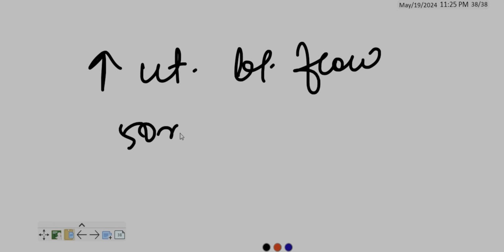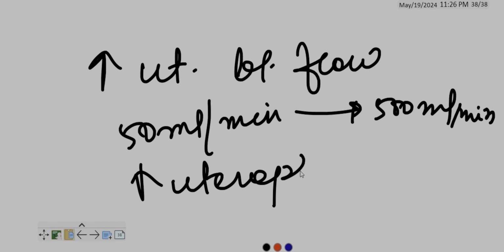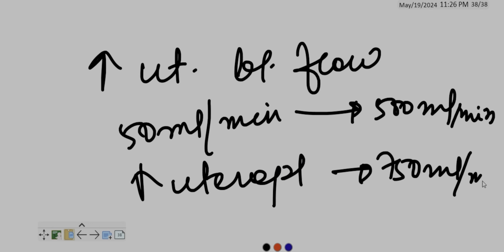There is increased uterine blood flow, from 50 ml per minute to 500 ml per minute. There is also an increase in the uteroplacental blood flow, which increases to 750 ml per minute, maximum at 32 weeks.